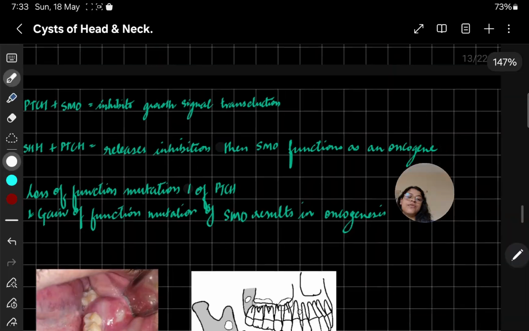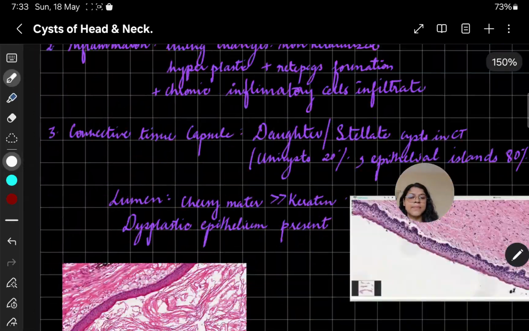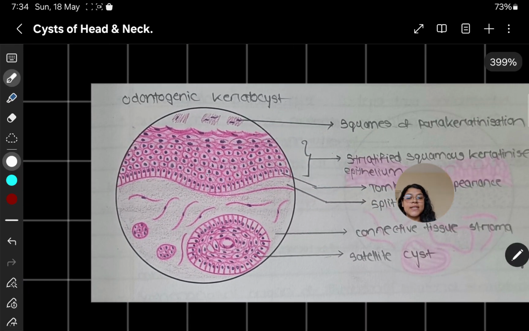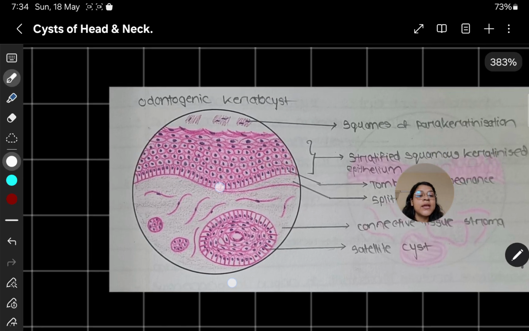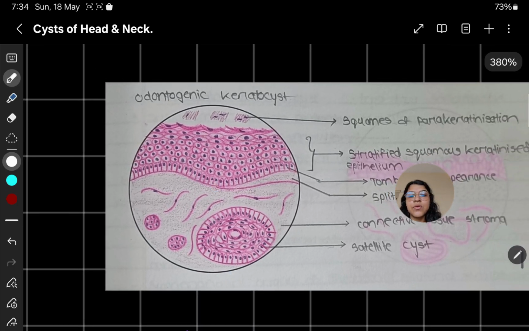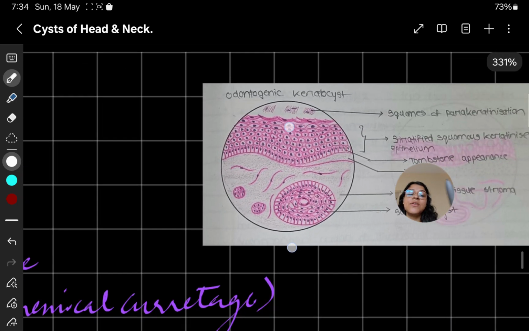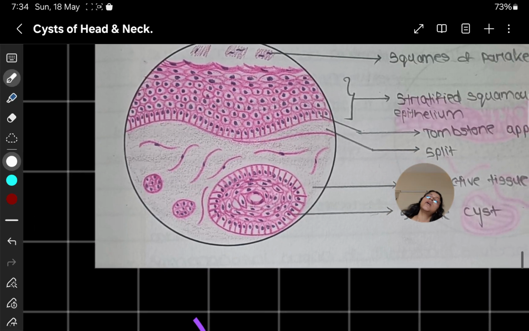I have added a photo to show you how it is. Here you have your epithelium with a palisaded appearance. The nuclei have moved toward the top surface, away from the basal surface, and then you have 6 to 10 layers. Here you have stratified squamous keratinized epithelium with swarms of parakeratin, so you will have parakeratinized epithelium. And here you have satellite cells, which you see in nevoid basal cell carcinoma syndrome. So the OKC will have satellite cells in the cytoplasm also.